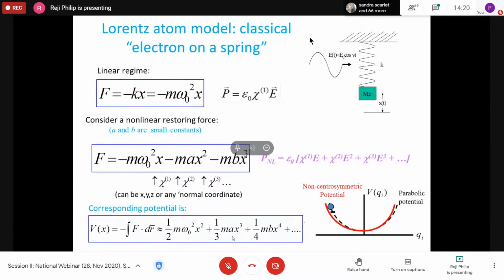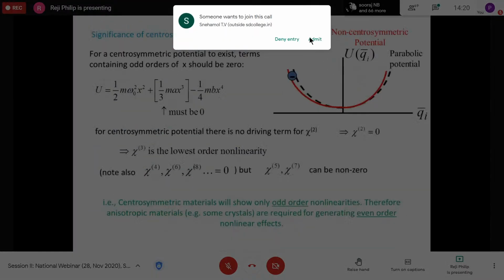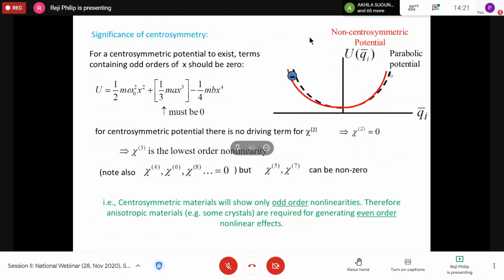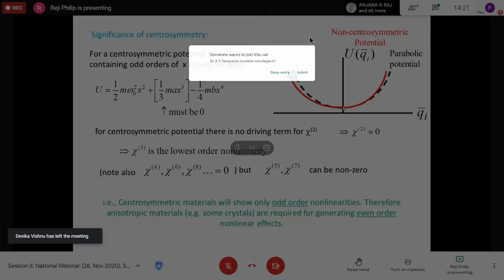However, look at the next term, 1 by 3 ma x cube. As I told you, this is what corresponds to x square in the first term, and therefore this is the second order nonlinearity term. The second order nonlinearity, the square term, actually gives you a potential which is not symmetric because of the x cube term here. We will see that in the next slide a little better. So the parabolic potential is the black one, and the non-centrosymmetric potential is a little shifted like this.